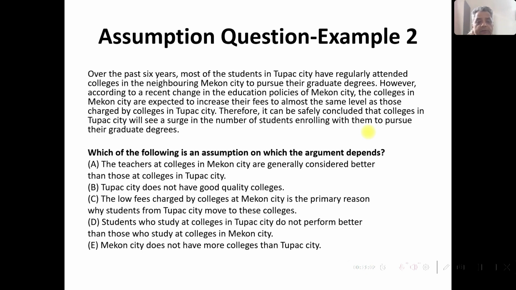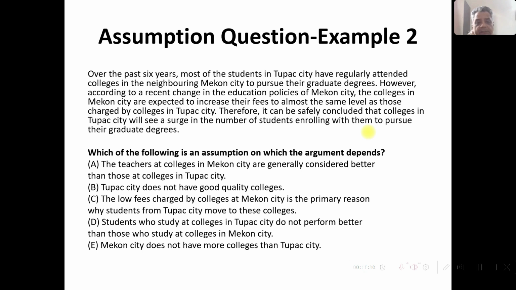D says students who study at colleges in Tupac City do not perform better than those who study at colleges in Mekong City. So performance of the students is irrelevant to the argument, because the argument is mainly mentioning the increase in fees in the colleges in Mekong City and the consequent surge in the number of students enrolling in the colleges in Tupac City. So D is irrelevant, D is eliminated.